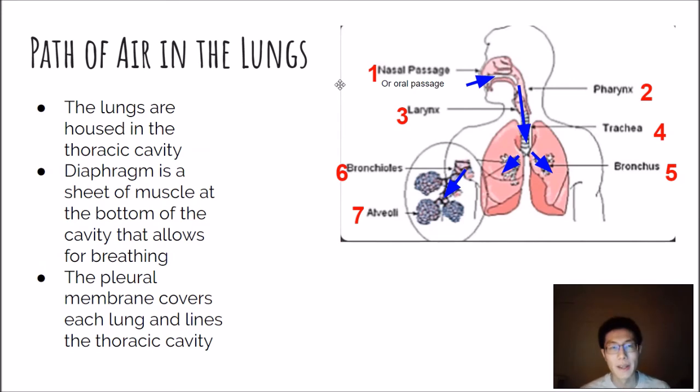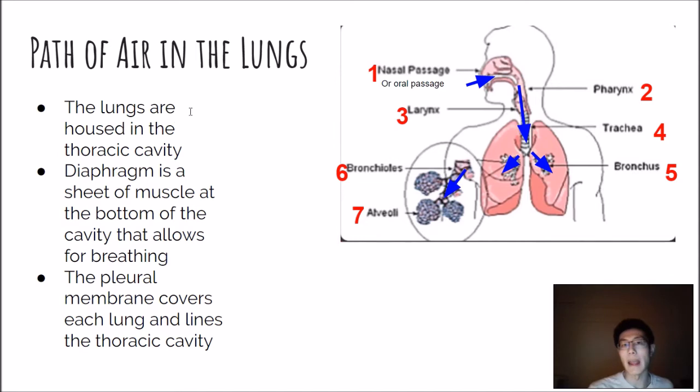Okay, so the path of air in the lungs, I'm not going to talk too much about this. The lungs are in the thoracic cavity. That should make a lot of sense. You have this thing down here. It's a sheet of muscle called the diaphragm, and basically by contracting or relaxing, it can help you ultimately breathe in and out. You also have a pleural membrane that covers each lung and lines the thoracic cavity.